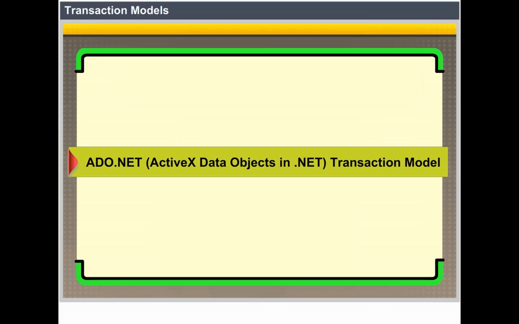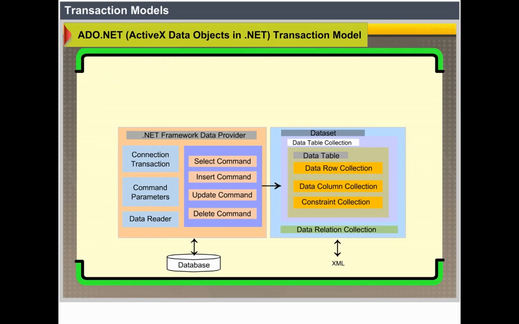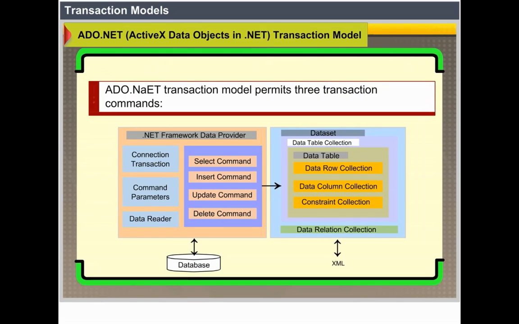ADO.NET, ActiveX Data Object in .NET, Transaction Model. This can be used to access the data and data services and to modify the data stored in relational database systems. ADO.NET Transaction Model permits 3 transaction commands.